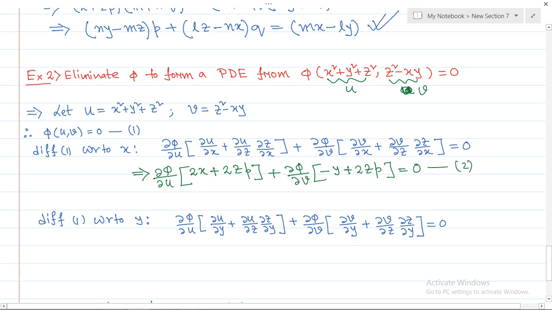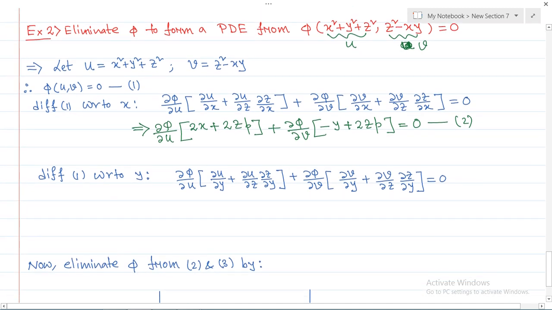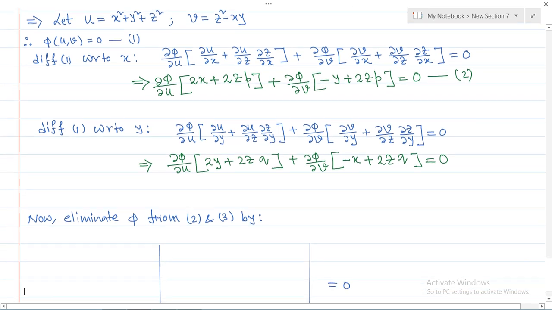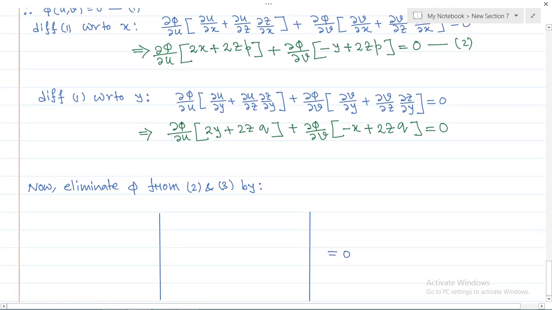Similarly, let us differentiate the second one with respect to y now. So del phi del u will be as it is, del u del y is going to be 2y plus 2zq, plus del phi del v, del v del y. So this is going to be minus x, plus del v del z, this is going to be 2z, and this is going to be q. This is equal to 0. So simply we have to substitute all these things to get the differential equation from the coefficients here.